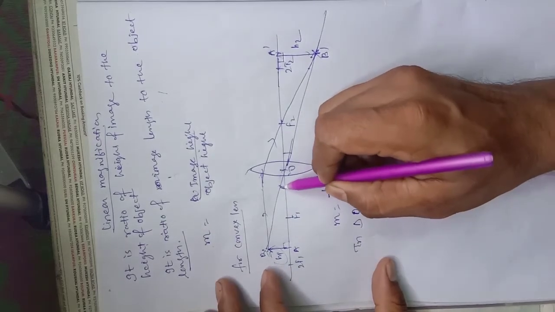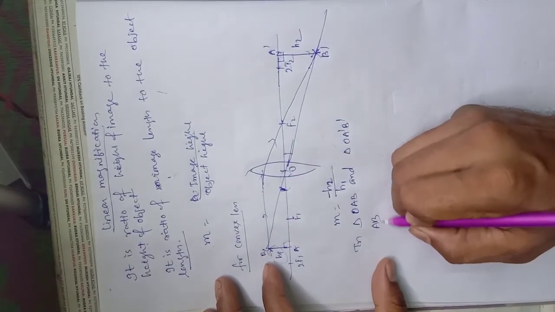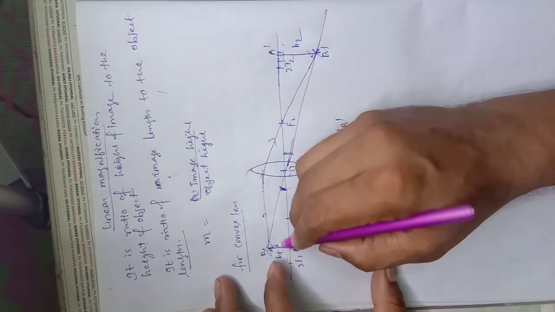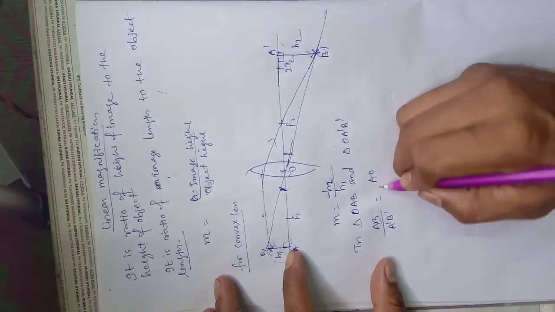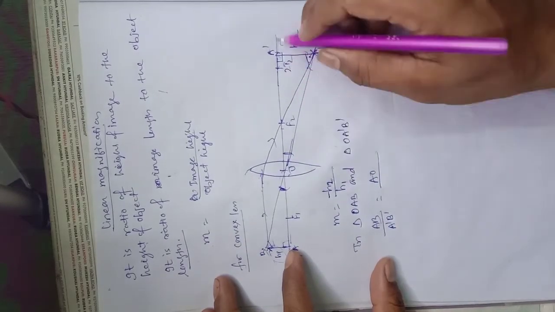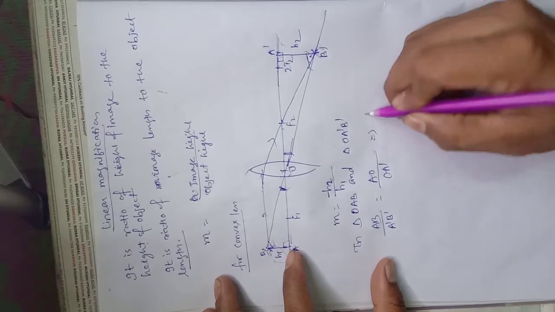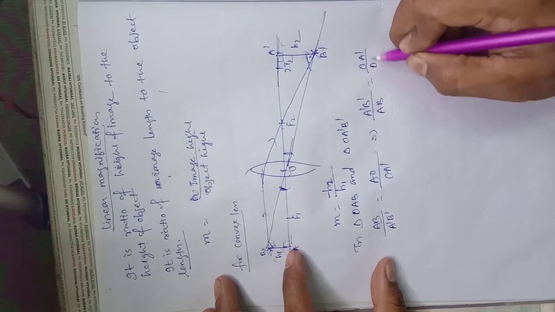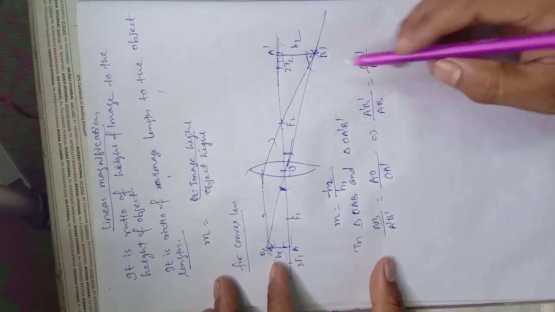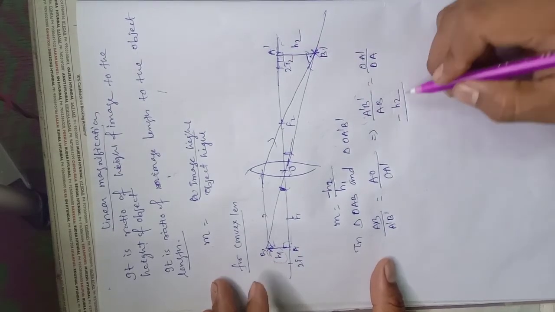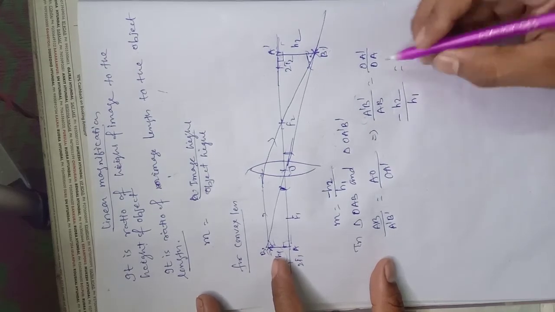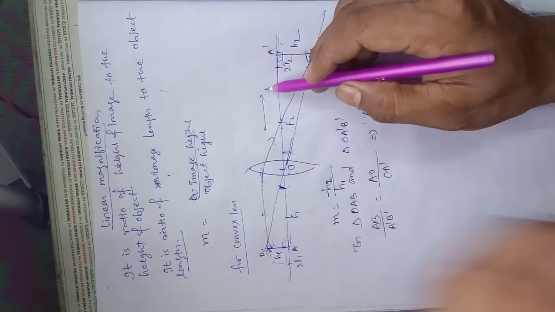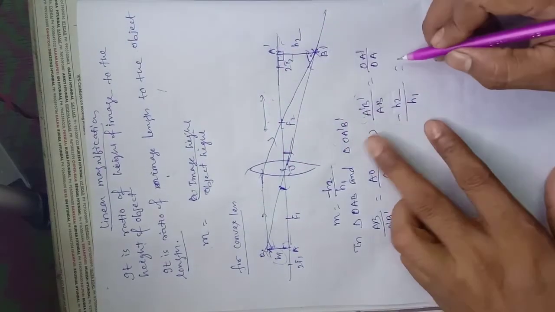The side opposite this angle is AB, and opposite the corresponding angle is A dash B dash. The side opposite this angle is AO, and opposite the corresponding angle is OA dash. So you can write A dash B dash over AB equals OA dash over OA. A dash B dash is the image height, so it is negative H2. The object height H1 is positive. OA dash is the image distance, along the direction of the incident ray, so it is a positive value.